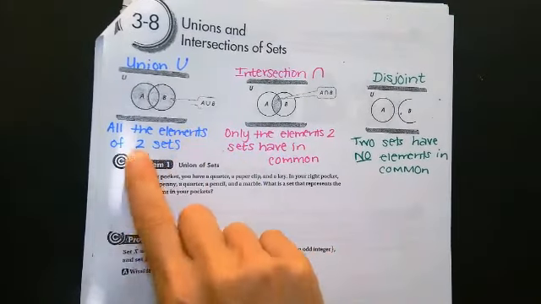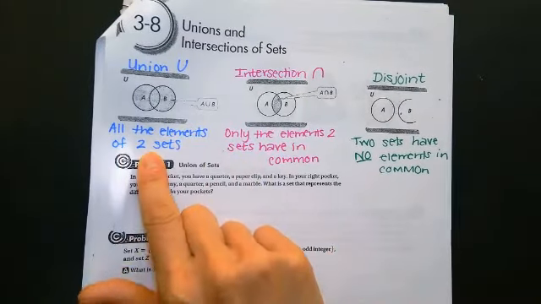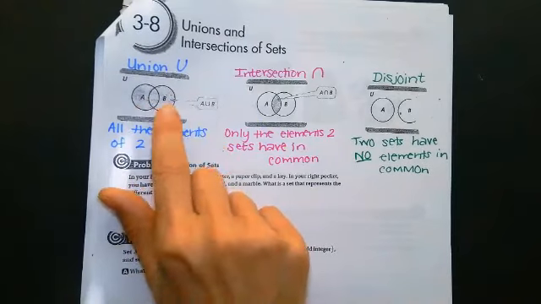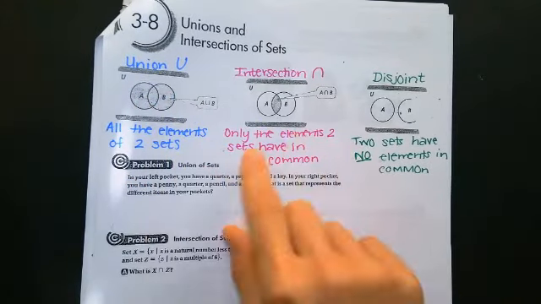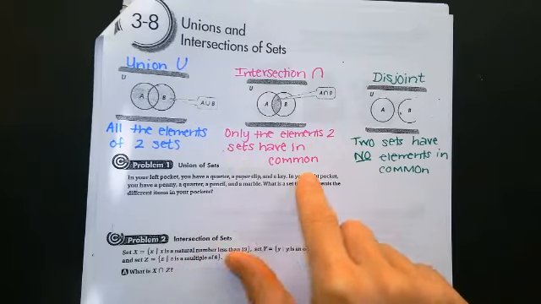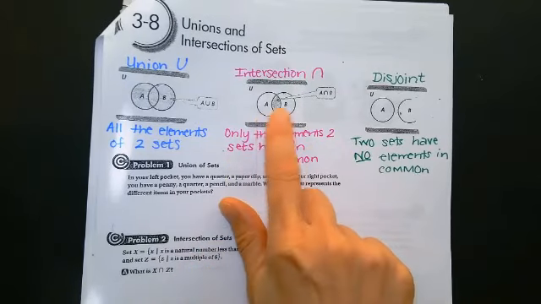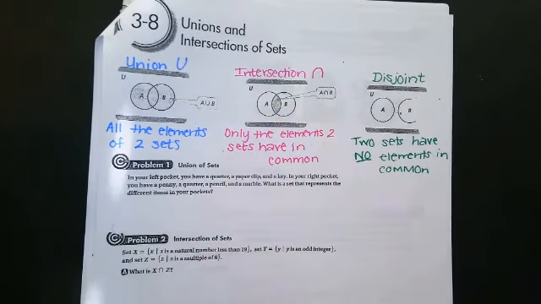A union means all the elements of two sets. So if you have set A and set B, it means everything in both of them. An intersection is only the elements the two sets have in common. So if you have two sets, only the ones that they both have.